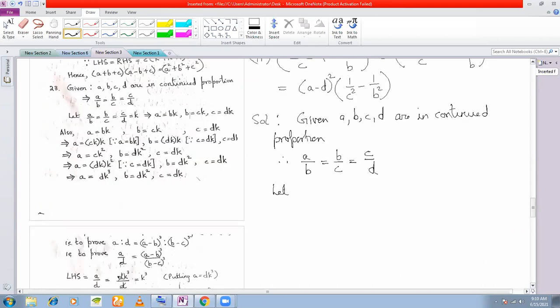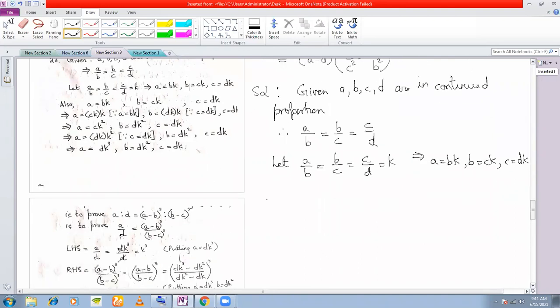So now what you do is you say let A by B is equal to B by C is equal to C by D is equal to K. That means what do we get from here? We get A is equal to BK, we get B is equal to CK, and we get C is equal to DK. Okay, not only that, A is equal to BK, then you have B is equal to CK, and you have C is equal to DK.